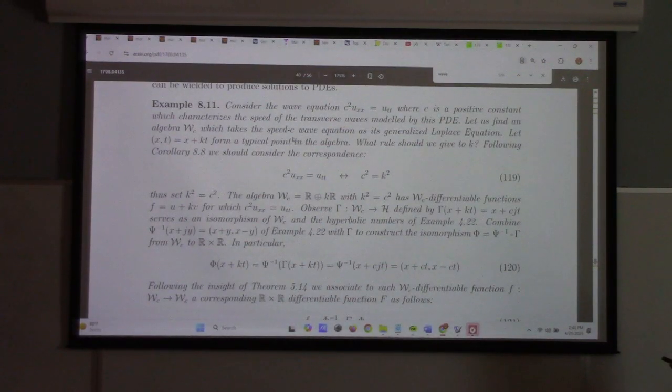I can make an isomorphism from such a space to the hyperbolic numbers by this. I just do x plus kt maps to x plus cjt. That gives me an isomorphism, and then I can compose that with the other isomorphism I talked about earlier to get an isomorphism that goes from the space I've just created, this WC, to the plane with the Hadamard product.